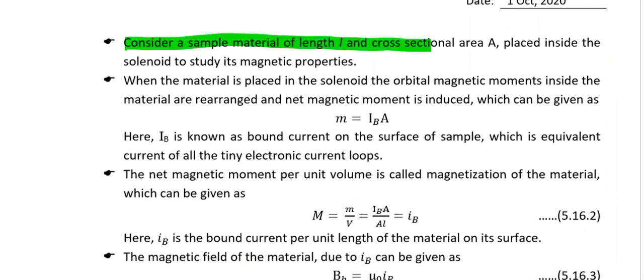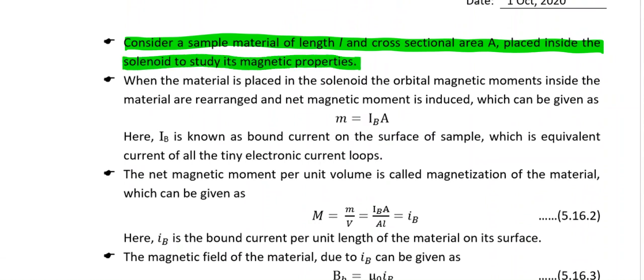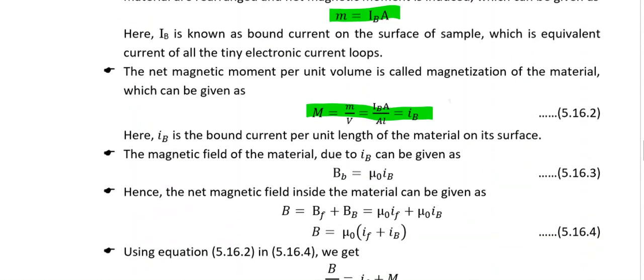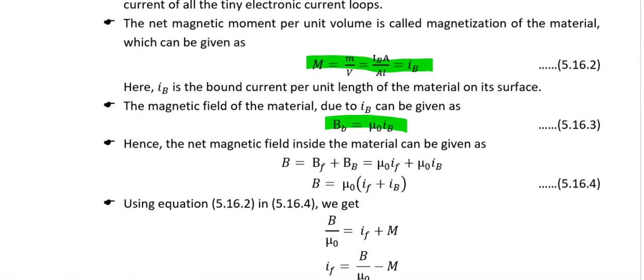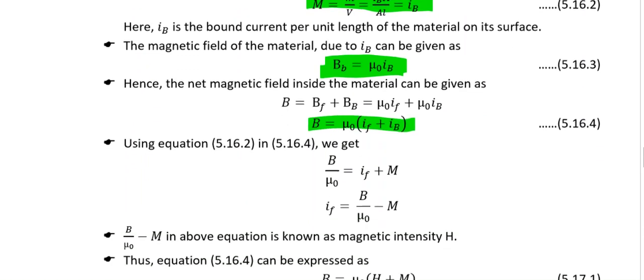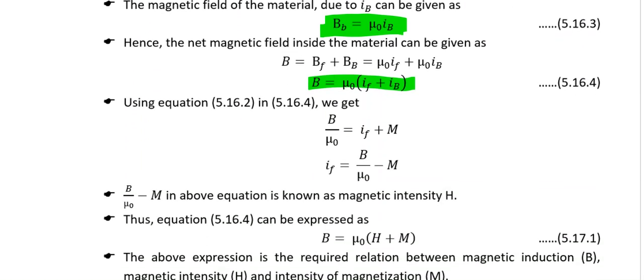Then you place a sample of length L and area A, and we want to study the magnetic property of that sample. The dipole moment of the sample can be given as I_B into A. Just like the previous answer, we have M equal to i_B, and this is the magnetic field due to the bound current per unit length. Again, we end up with the same equation, but now we replace this i_B with M, and this is the equation which we get. As I told earlier, this is the current, whereas on the right-hand side you have two quantities, vector B and M.